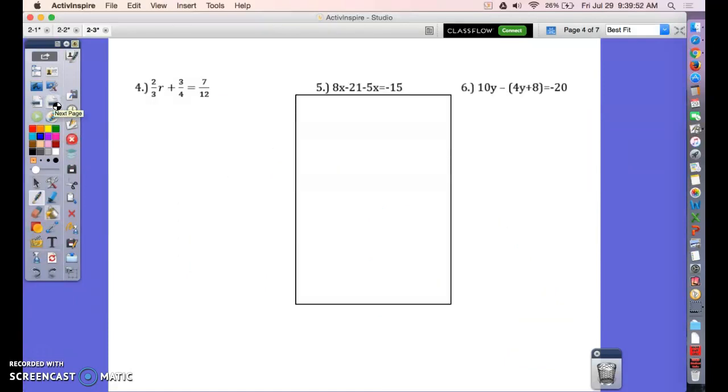Okay, so let's try the next one together. Number 4. R is being multiplied, and R is being added. What do I undo first? I undo addition. So I am going to subtract 3/4 from both sides.